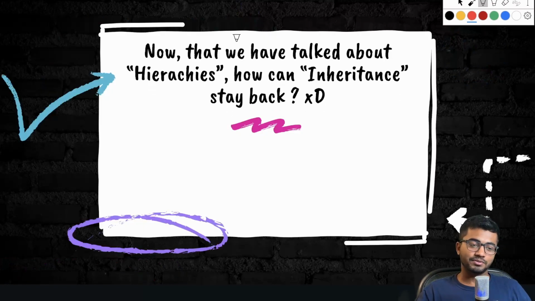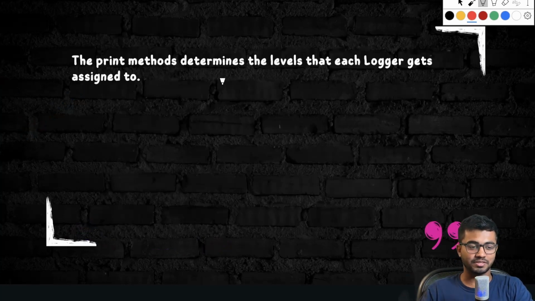Okay, now that we have talked about hierarchies, how can inheritance stay back, right? If you have talked about object-oriented programming or are coming from a programming language background, you know that with hierarchies, we have inheritance in place, right? So let's talk about how the inheritance works.